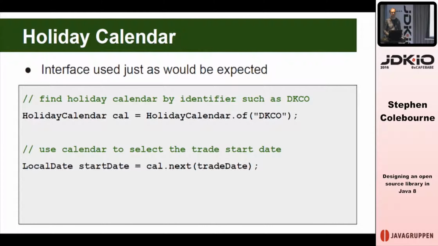So using this will be exactly as you'd expect. So I can get my holiday calendar, HolidayCalendar.of("DKCO"), which is the Danish Copenhagen code in FpML. And once I've got that holiday calendar, I can call the next method, which is a default method, and you'd never know whether it was a default method or an abstract method. You just wouldn't know the difference. Great.